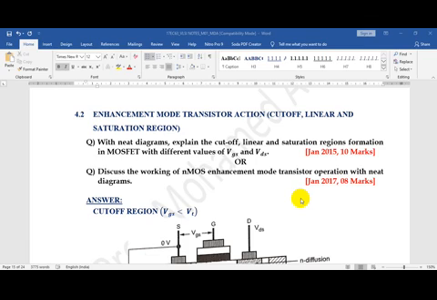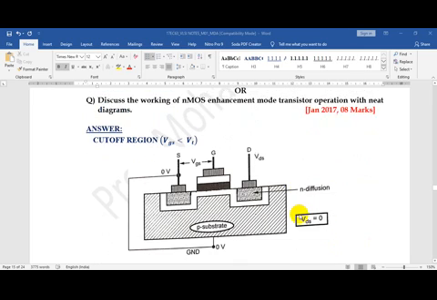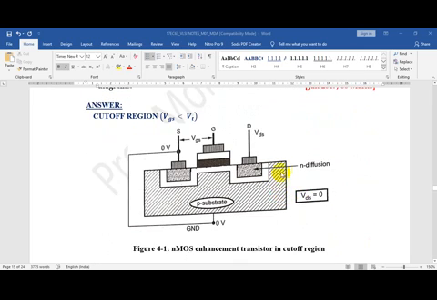The first is the cutoff region. The second is the ohmic region, also called the linear region. The third is the saturation region. So in the cutoff region, as you can see, since this is nMOS, we have a P substrate and there is N diffusion, source, gate and drain.